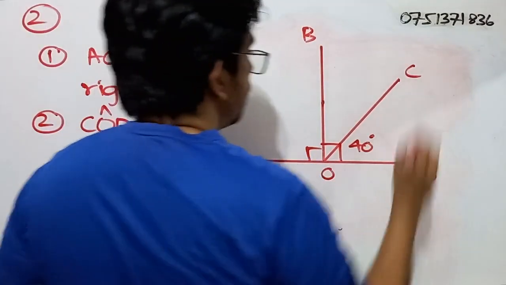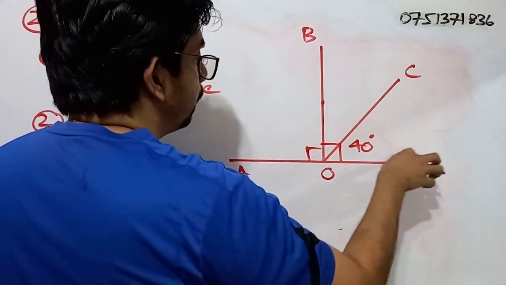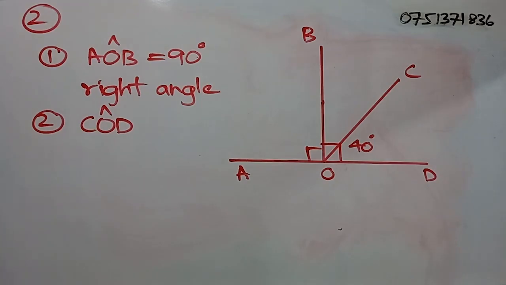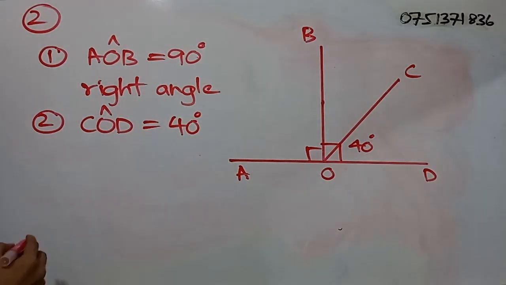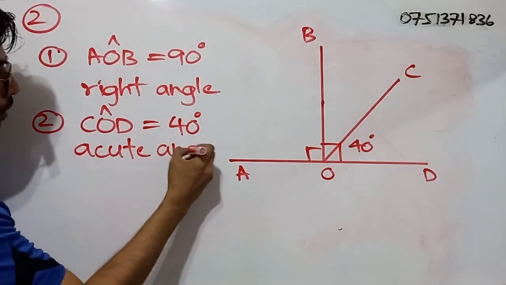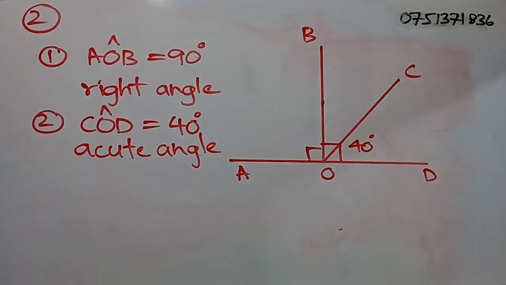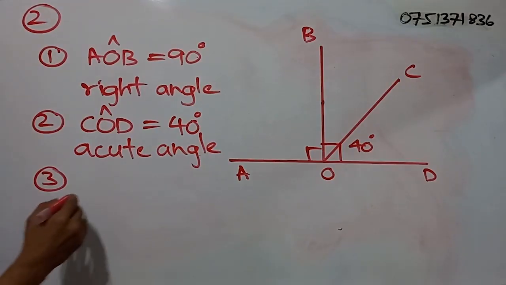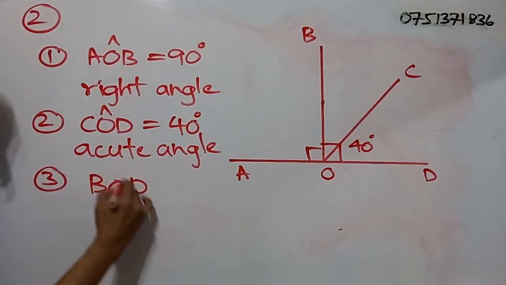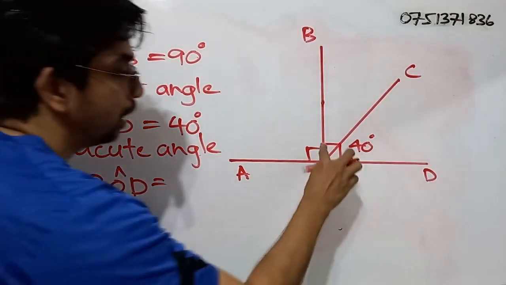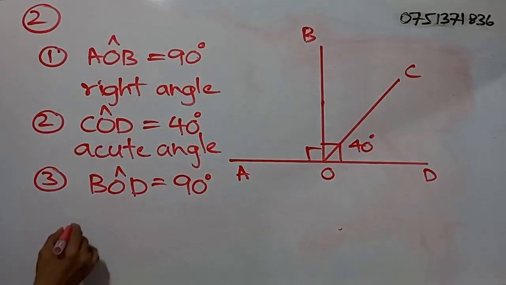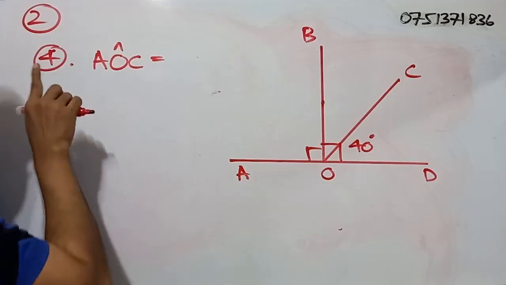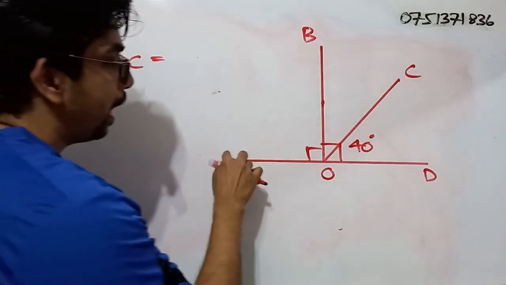Part 2, COD. So here we have C. So COD, the magnitude is what? 40 degrees. So it is given, right? So magnitude is 40 degrees. What is the type? Acute angle. Third one, what do we have? BOD. What is that? It is also 90 degrees. So what is the type? Right angle.